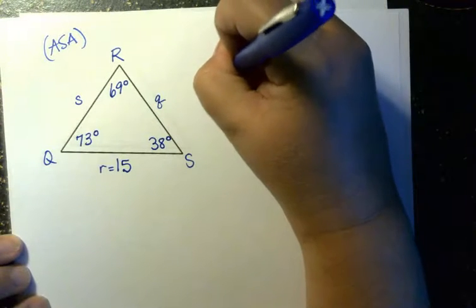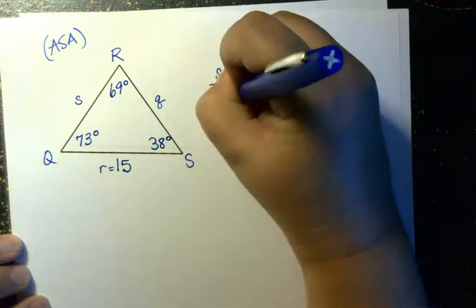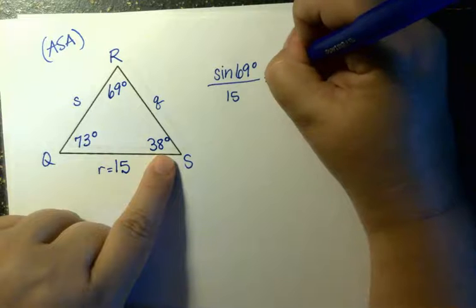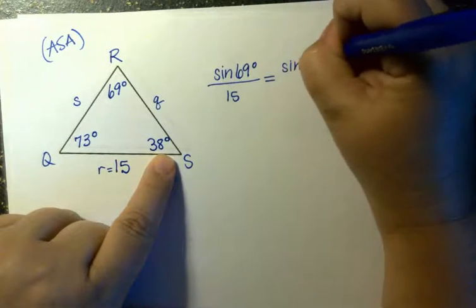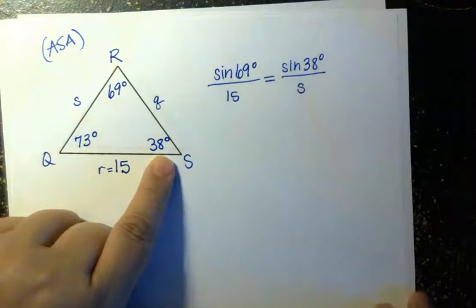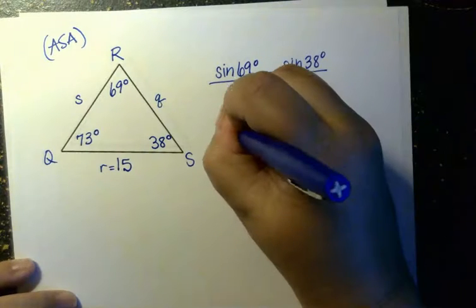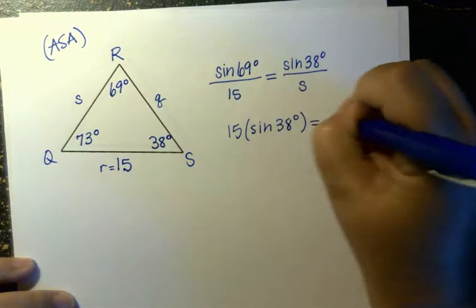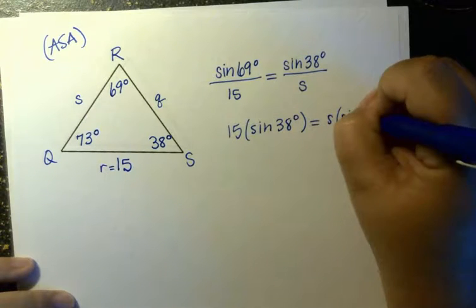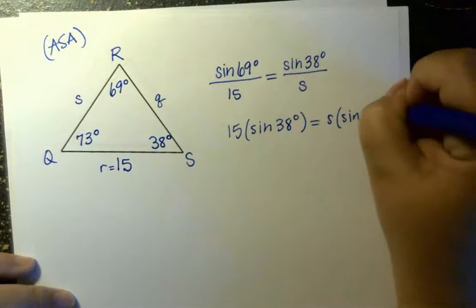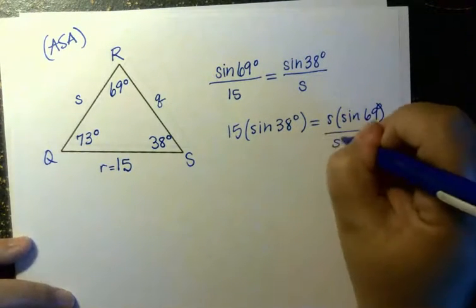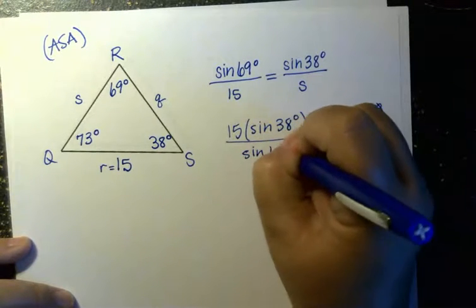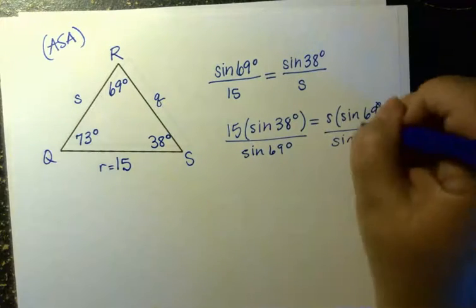So sine of 69 over the side across from it equals, let's go with s first. It's up to you which one you want to find first. It does not matter. All right, so now I cross multiply. 15 times sine of 38 equals s times sine of 69. And then I have to divide both sides by sine of 69. And that tells me what goes in my calculator.